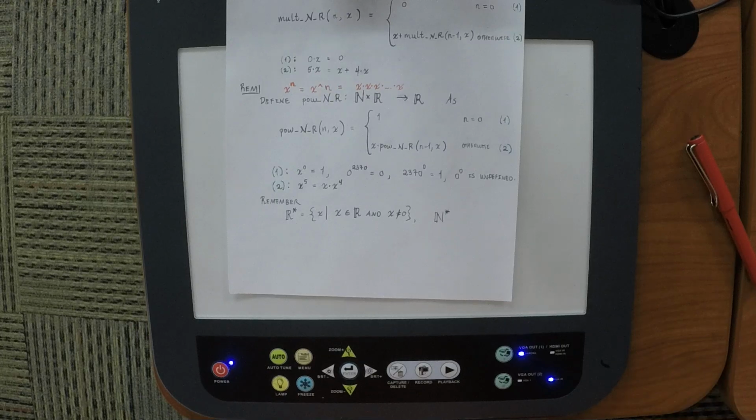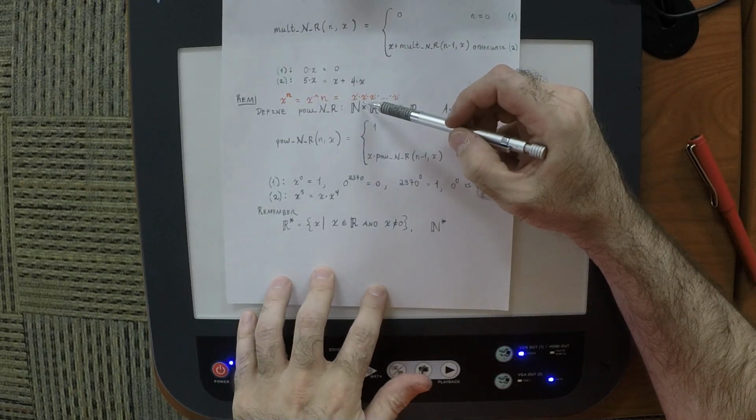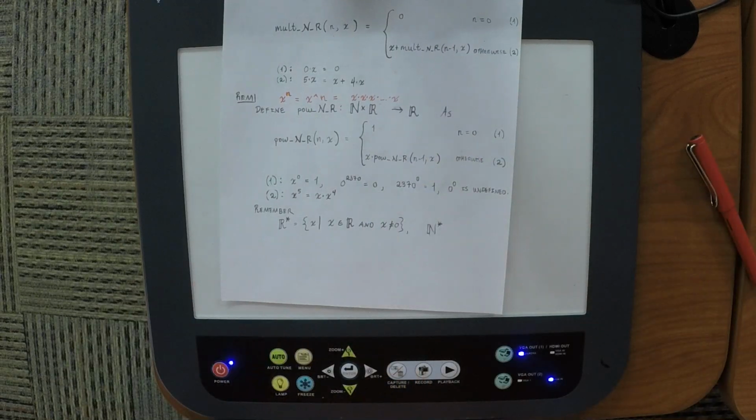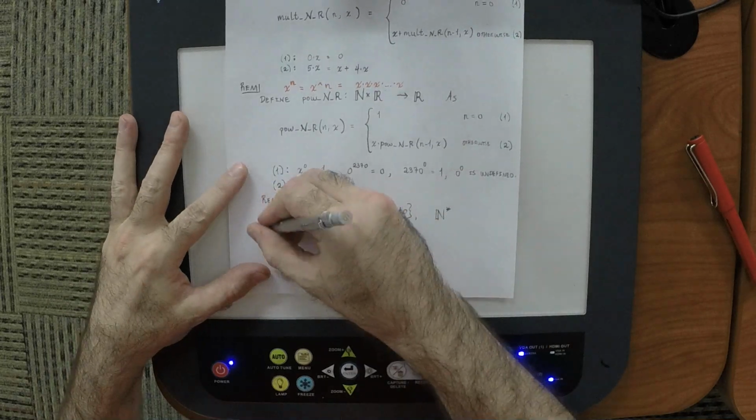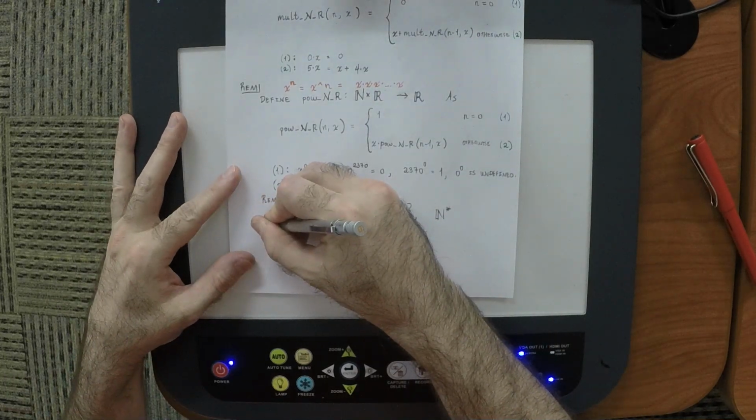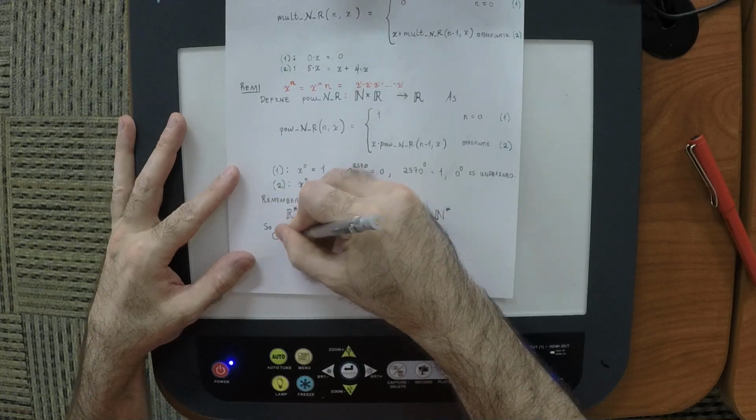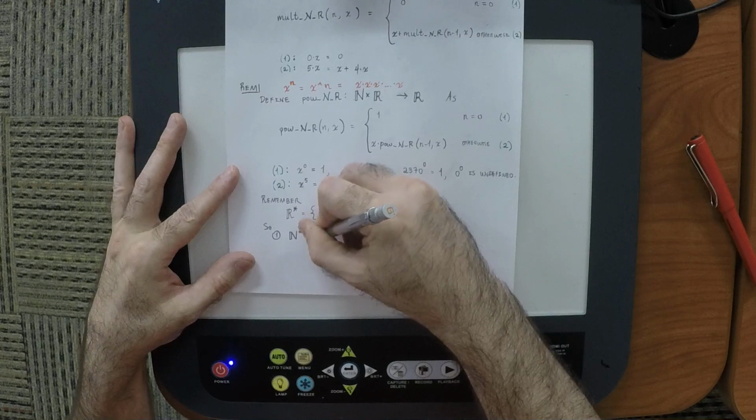Okay, so then the suggestion, I think, is that I should put stars on both of those. Now, would that be correct? It wouldn't be correct. Why is it not okay for me to put stars on both of them? So the first question that I'm posing is, should it be N star cross R star?